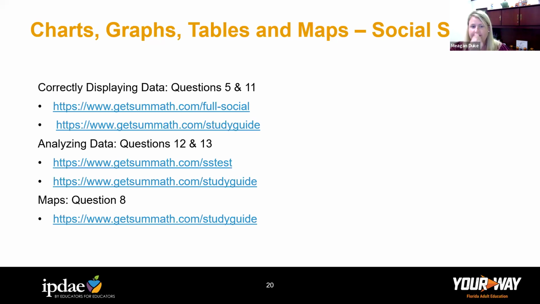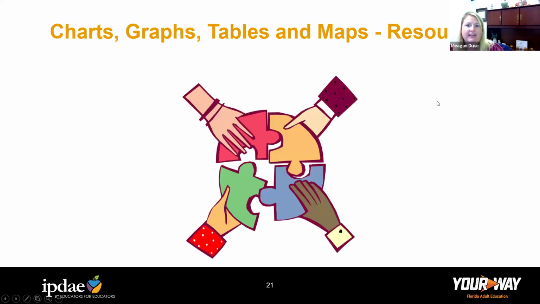And I found that some resources are really good when I want to look at reading content, the reading rich topics of reading, science, and social studies. And then some resources are better with the more math topics that are tied to science and social studies. But again, in the chat, is there any resource, any suggestion, any comment you want to make about charts, graphs, tables, and maps in the 3 subject areas?